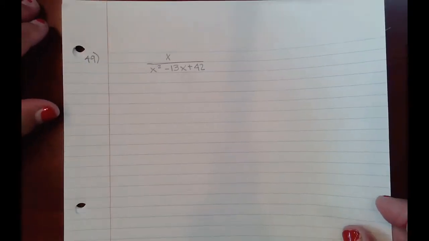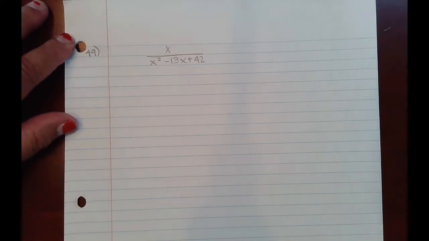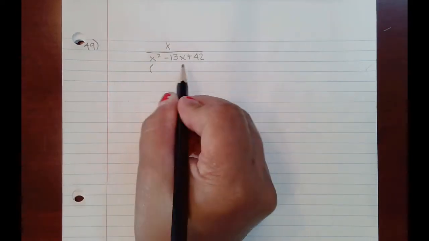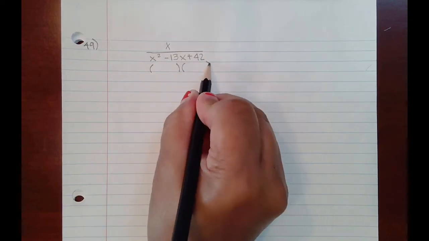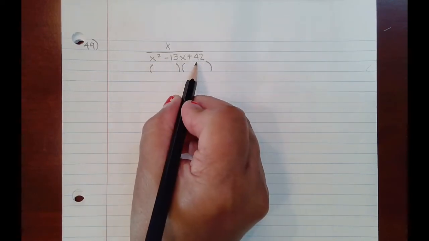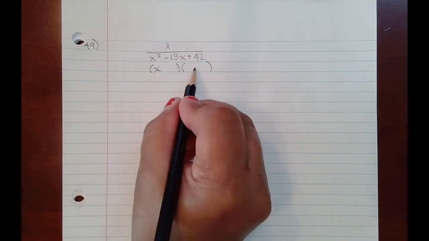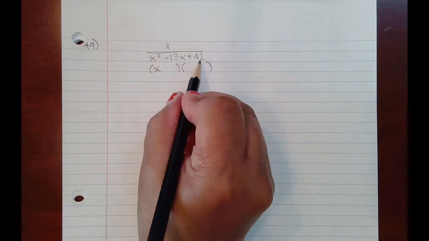Okay, these problems have a lot of work, so I have copied them to separate paper, and that's where I'm going to work it out. This is number 49. Okay, so 49, like I said, this process begins with you factoring the denominator. And when you factor this denominator, you're looking for two numbers that multiply to give you 42, but add up to give you 13. So that's going to be 7 times 6. That adds up to 13.